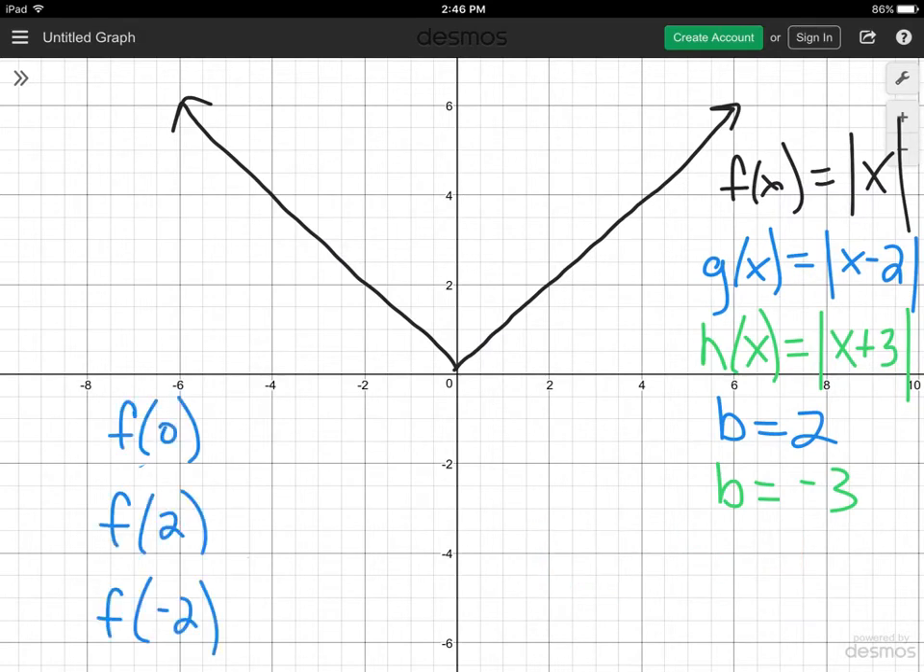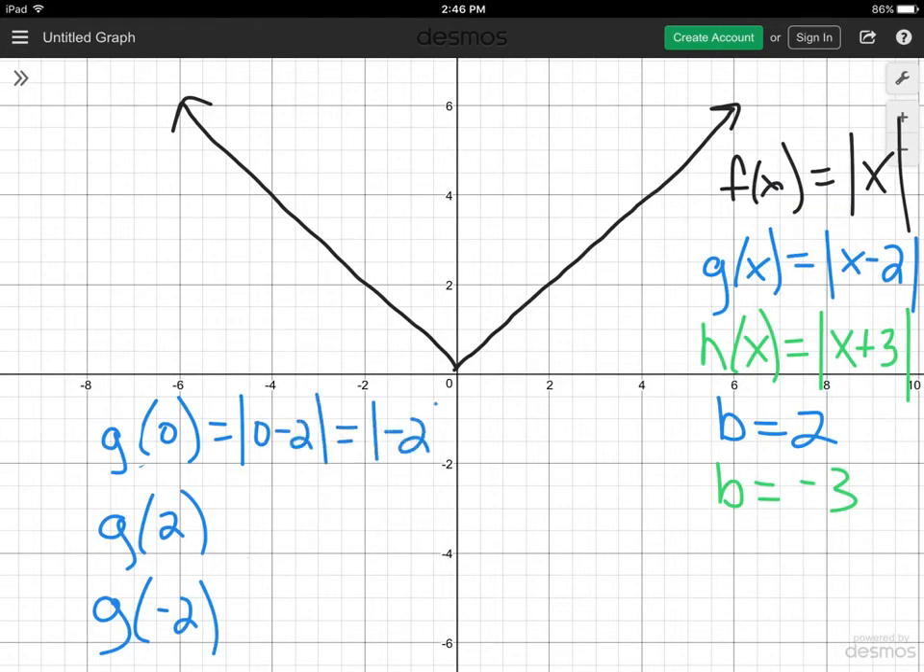So I'm going to pick 3 values and plug them into G. Of course, I wrote F. Okay, that's better. So I'm going to plug in a couple values of G to see what happens. This is going to be the absolute value of 0 minus 2, which is the absolute value of negative 2, which gives us 2. So when the input was 0, the output was 2. So now we have a point there.